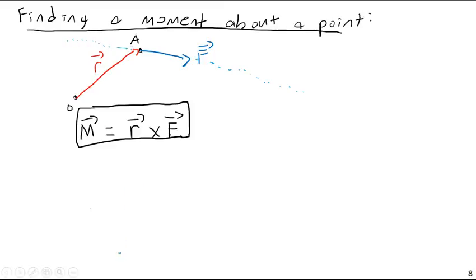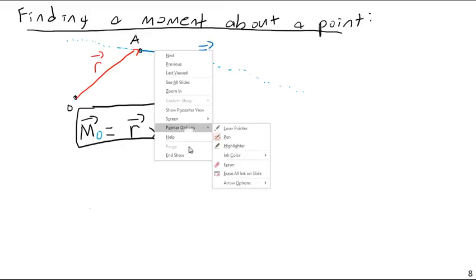Yes, this is the moment about O. So if it helps, I'll draw a little O here. Moment O. So yeah, that's it. That's how to find the moment about a point. And there are two kinds of problems we're going to look at when finding moments about points.